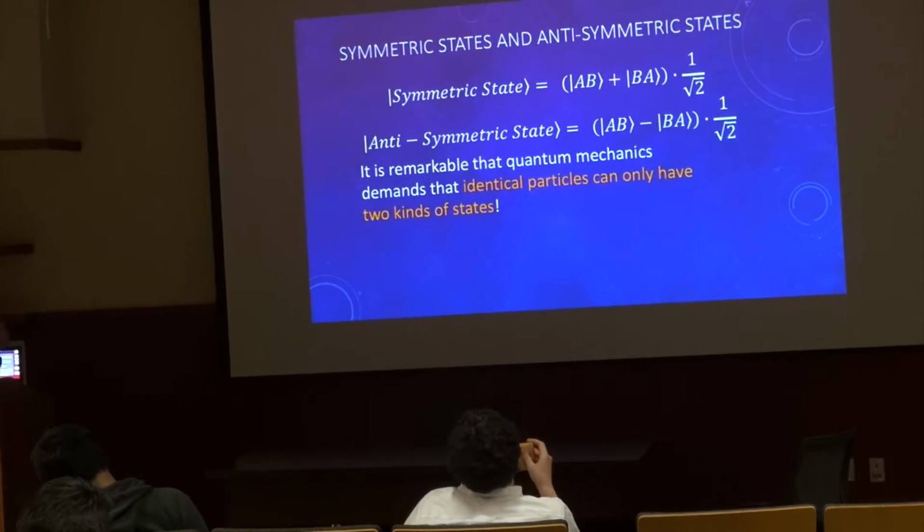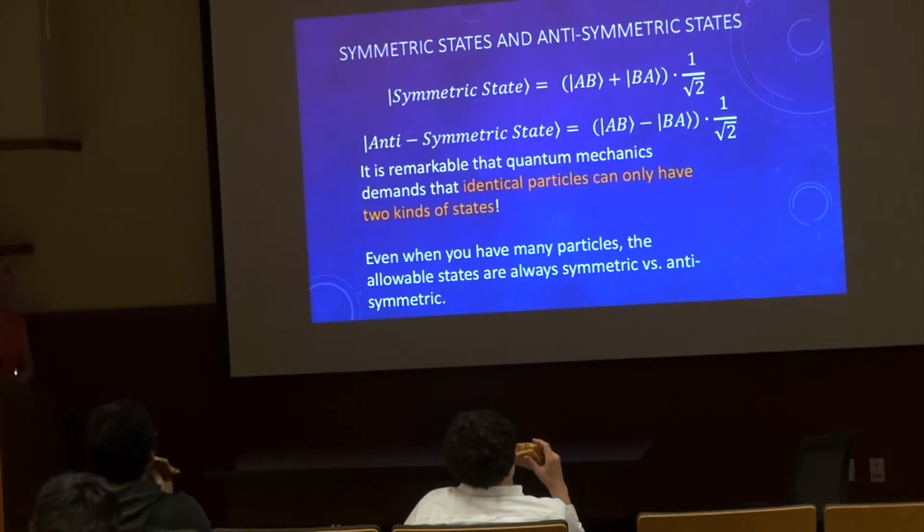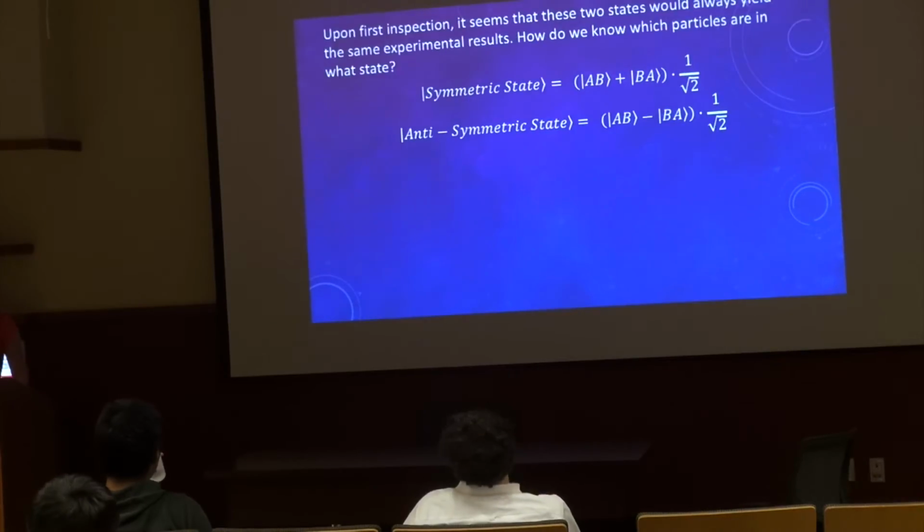Okay, so quantum mechanics says that two identical particles can have only these two kinds of states. And so when we're looking at states, they're either symmetric or anti-symmetric, which is determining whether it's positive or negative.